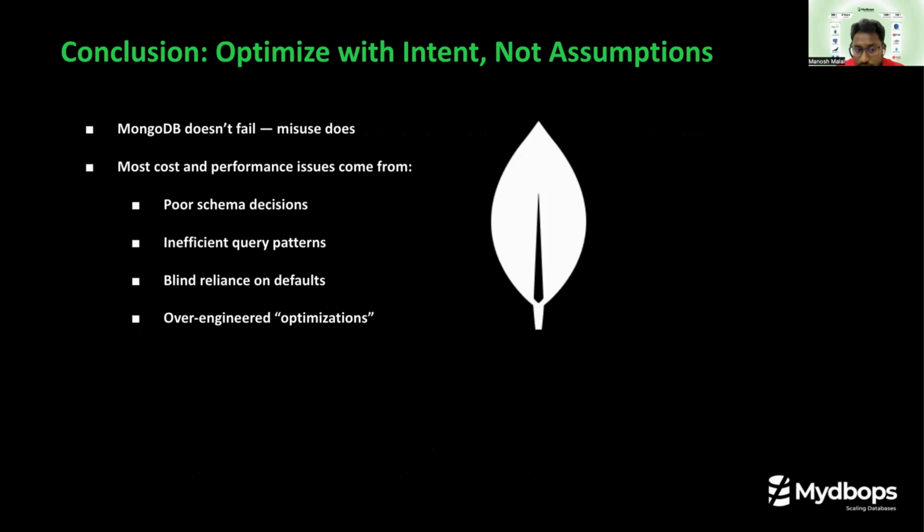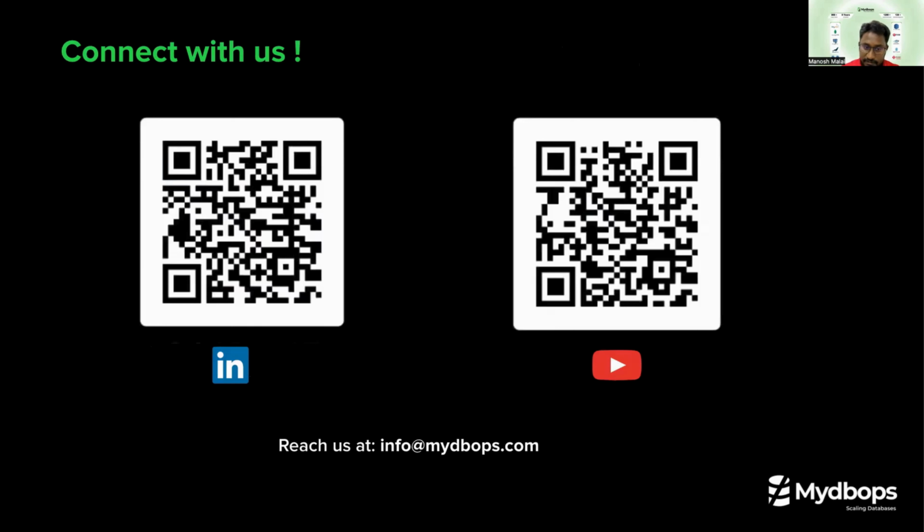So, the conclusion of all the parts: MongoDB does not fail, misuse does. Most cost and performance issues come from poor schema decisions, inefficient query patterns, blind reliance on defaults, and over-engineered optimization. Please remember all this whenever you are seeing your Mongo database. I hope it helped you guys a lot.